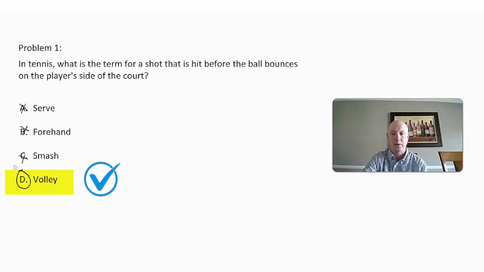For example, when the players approach the net and pick the ball off before it hits the ground, that would be a volley. So that would be the correct answer, D.